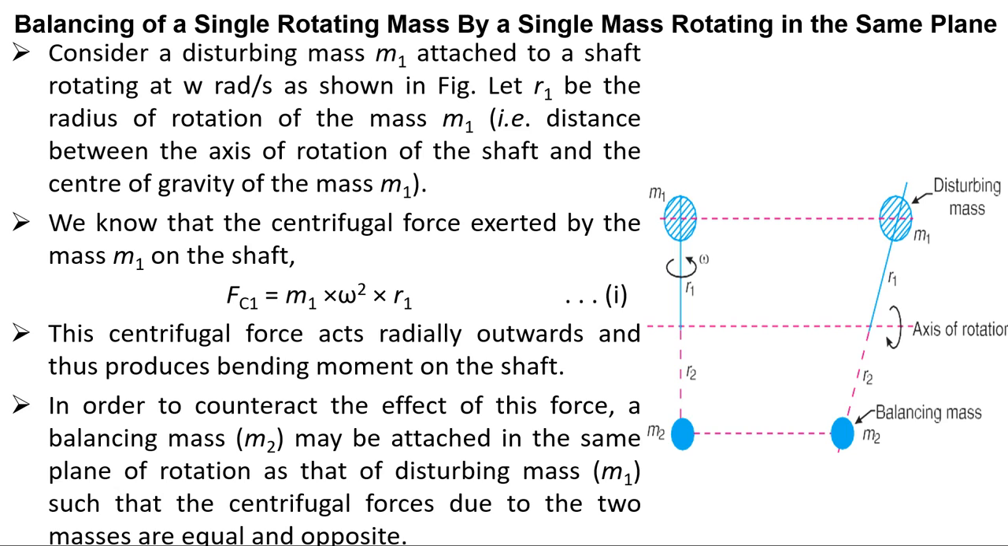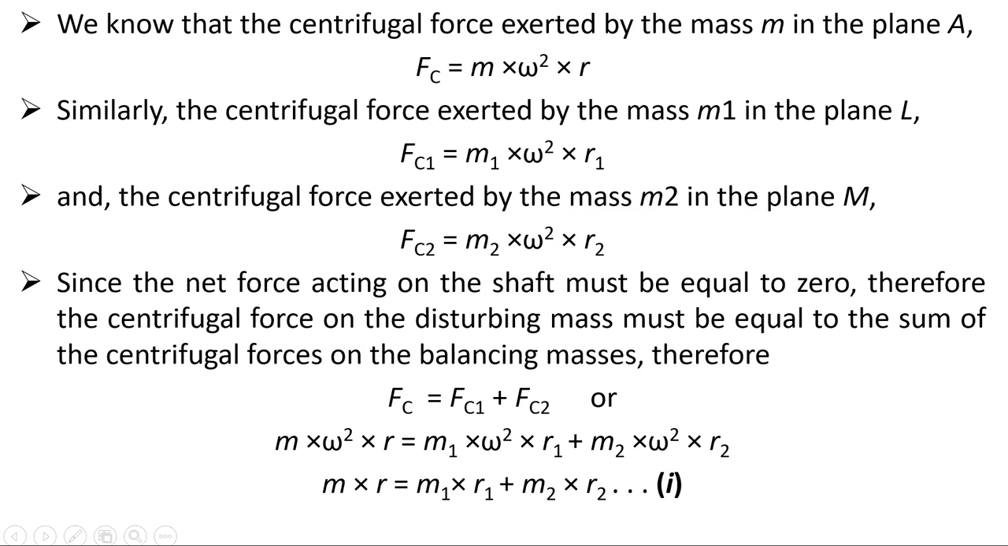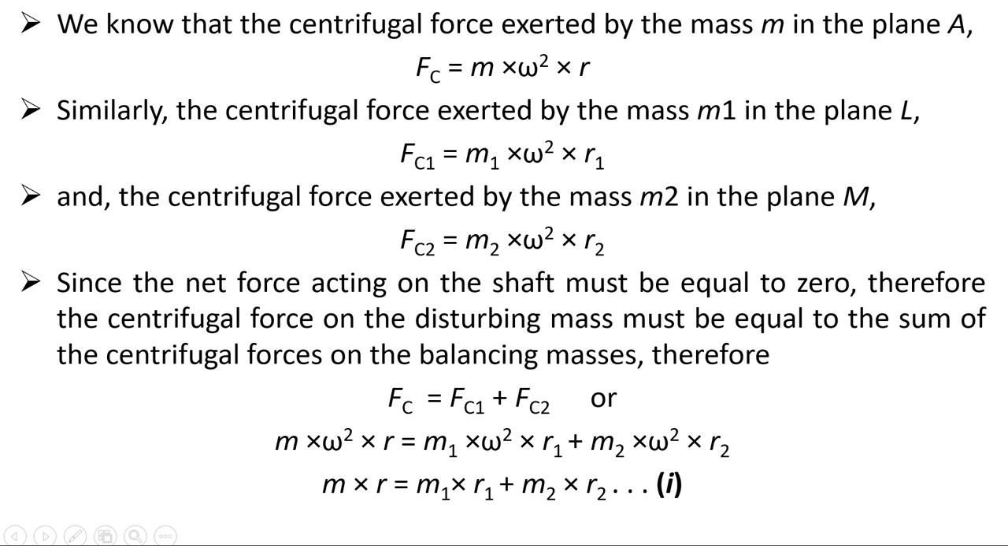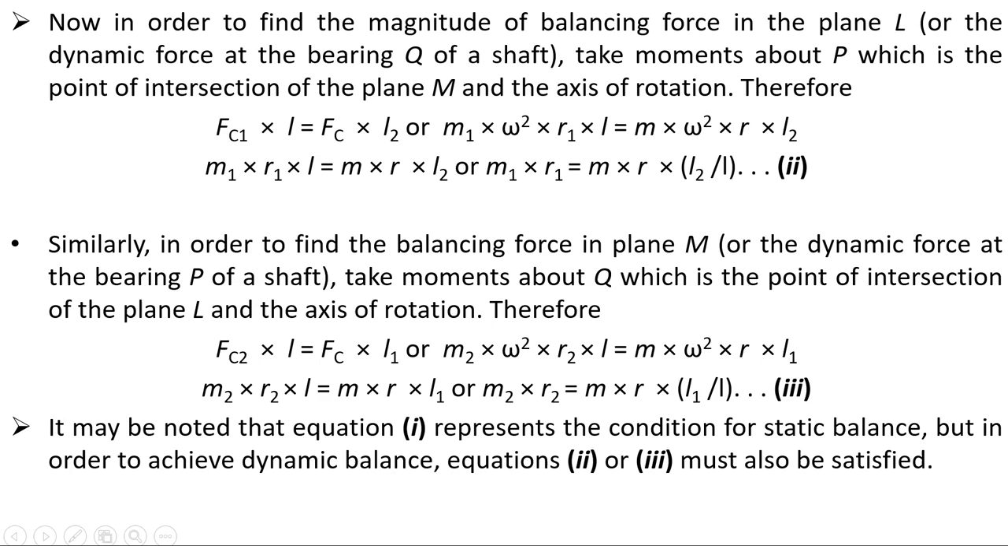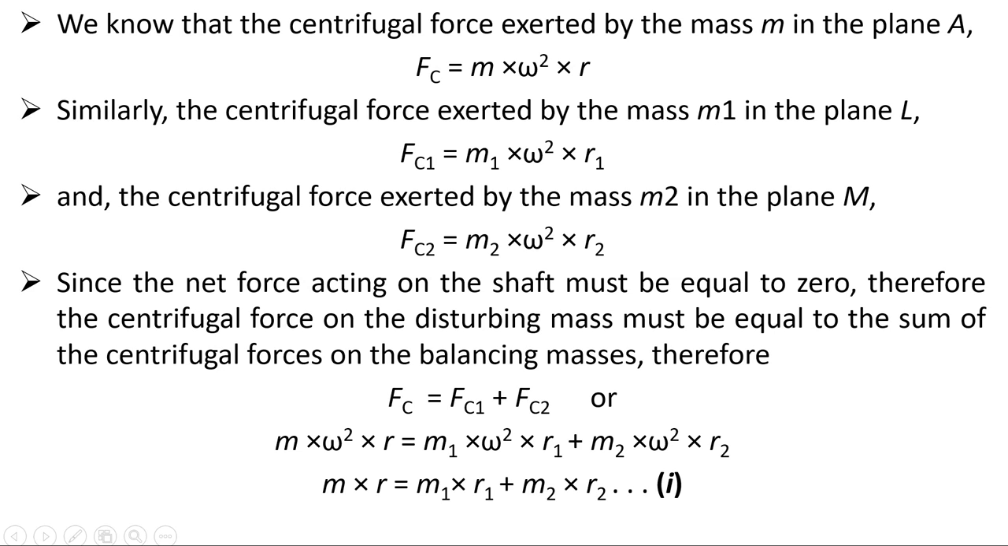This is the mass. Whenever the disturbing mass was like this, it was in the same plane. Now we are considering different planes. The mass is rotating in this plane, so how balancing can be done for different planes, that we are seeing now. For the center part, we get Fc equal to m omega square r. In the same way, for the plane L, we get Fc1 is equal to m1 omega square into r1. Similarly, for plane M, we consider mass 2, that is m2.